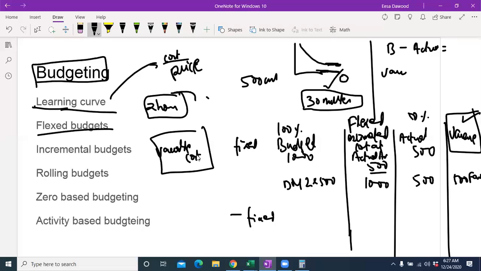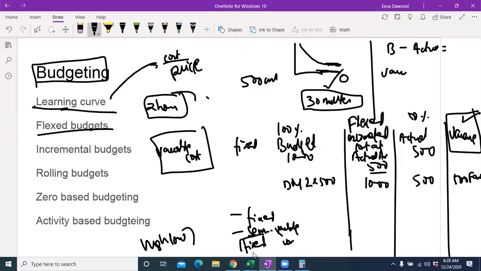And if there's a change in activity level, variable cost would change. Fixed cost doesn't change, but variable cost would change. And if the nature of a cost is semi-variable, that you identify with the help of the high-low method. You apply the high-low method and then you see what is the variable portion in it and what is the fixed portion. For a semi-variable cost, you will flex the variable portion, but you won't flex the fixed portion.